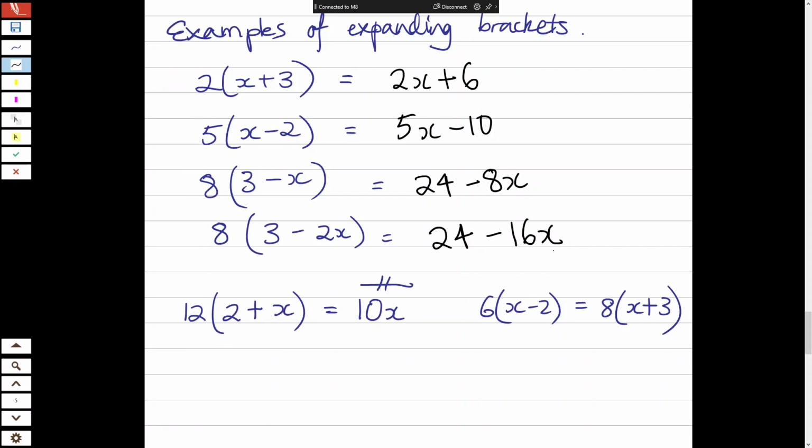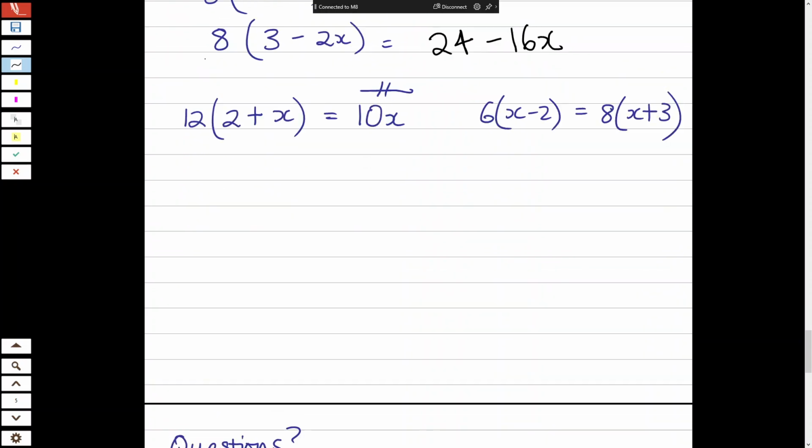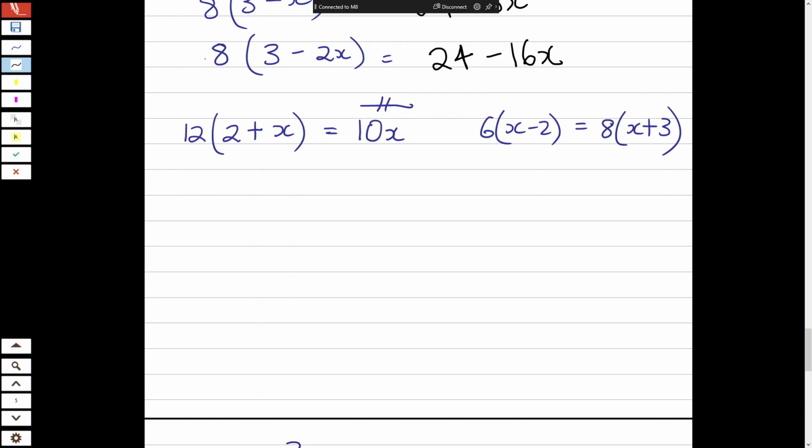Very common error is to only multiply the first term. Make sure you multiply both terms inside the bracket by the factor which is on the outside. Okay? So for example, in the first question, 2x plus 3, very common error. You want 2x plus 6. All right, in the interest of time, let's just do the second question here. I will do this one for you.